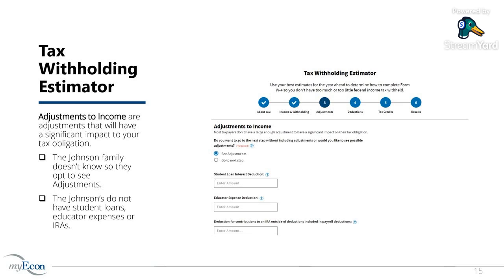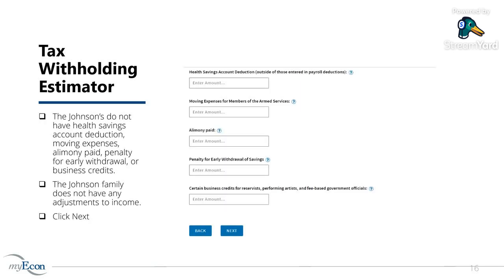All right, so on the adjustments to income, you have a significant impact to your tax obligation. Okay? So pay attention right here to these. The Johnson family does not know, so they opt to see what adjustments are there, right? Hit the box to see what adjustments are there. And the Johnsons do not have student loans, educator expenses, or IRAs. Now, do you have those things? Make sure it's asking you those questions. Go ahead and hit the box for yourself, of course.